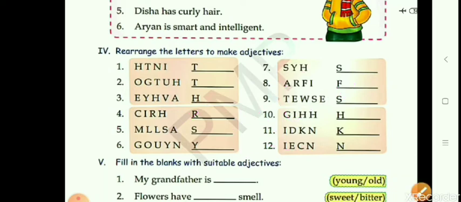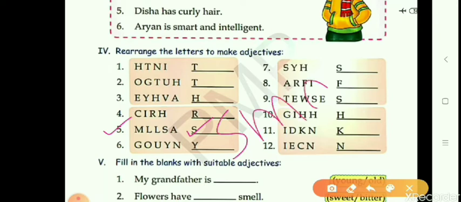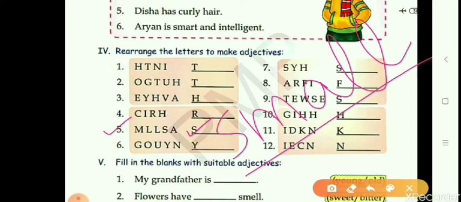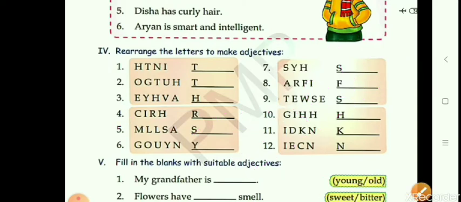Then next word, number fifth, MLLSA. And it starts with S. So the word is SMALL. Small. Okay. Then next word, sixth one.